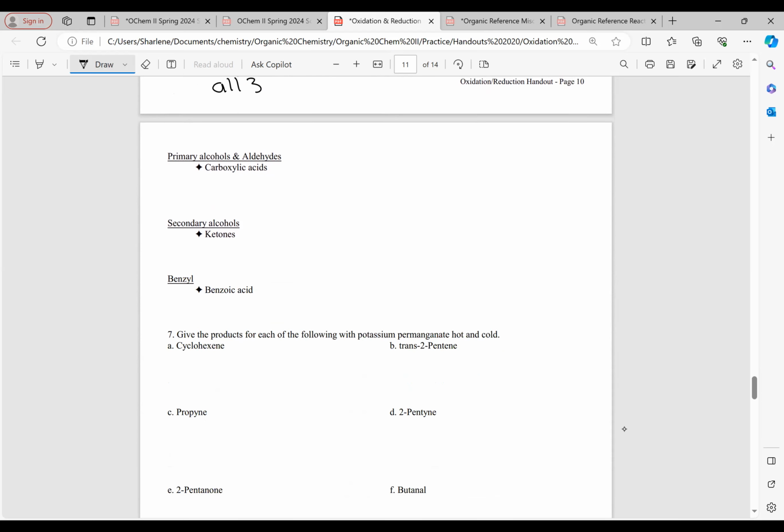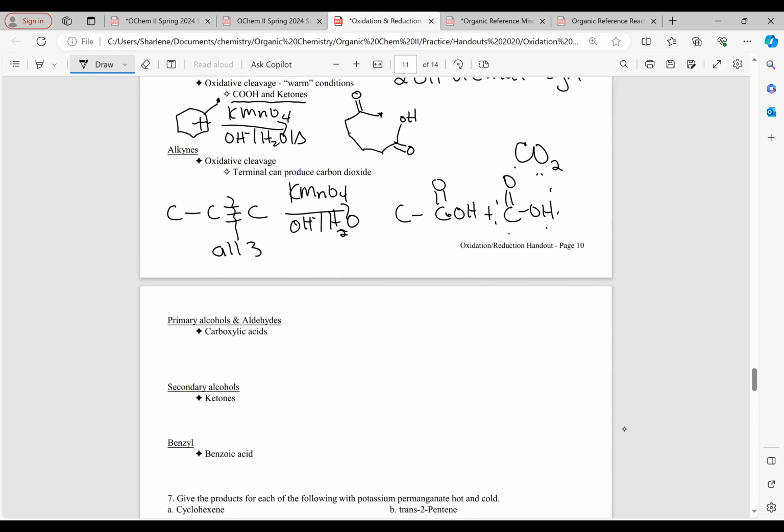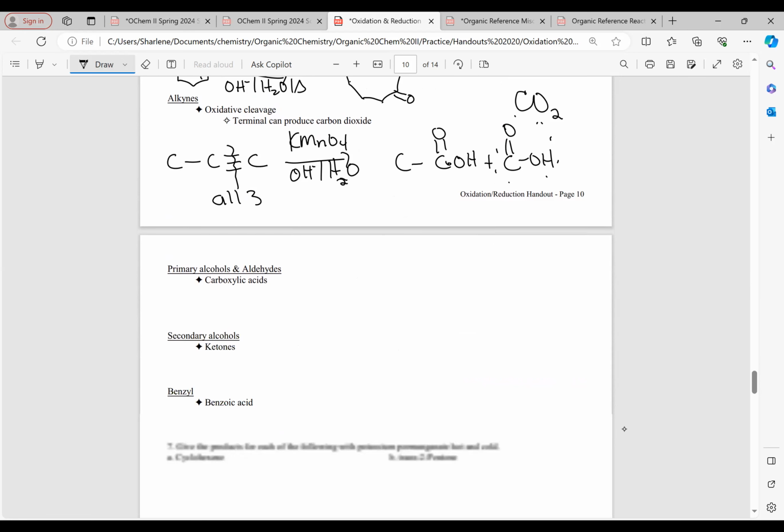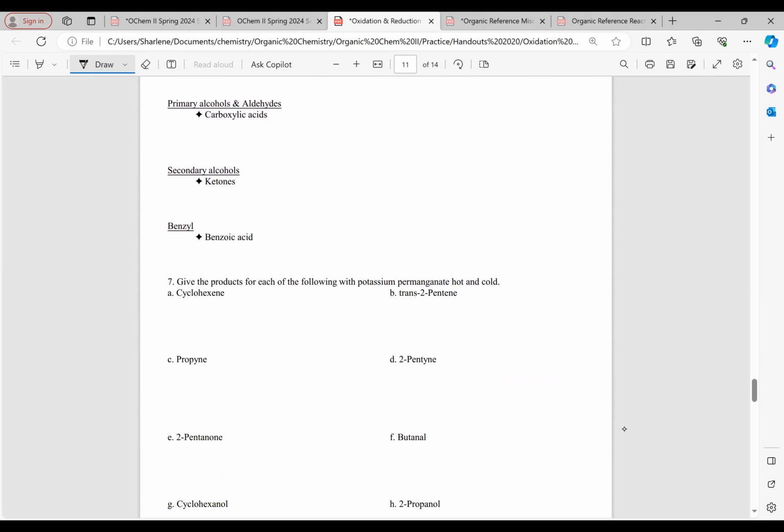All right. Well, what happens? Let me go back up here. What if I use this potassium permanganate with primary alcohols and aldehydes? Okay, it's just like before. It is very strong and it will not stop. So they will both completely oxidize up to the carboxylic acid.